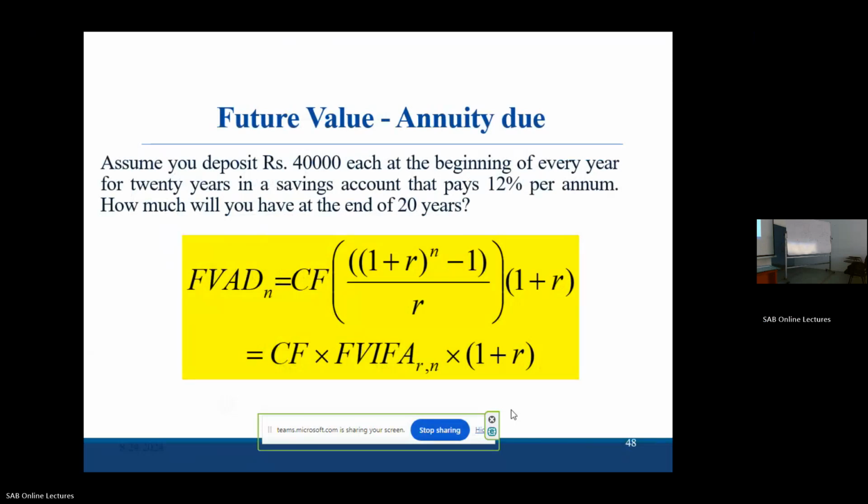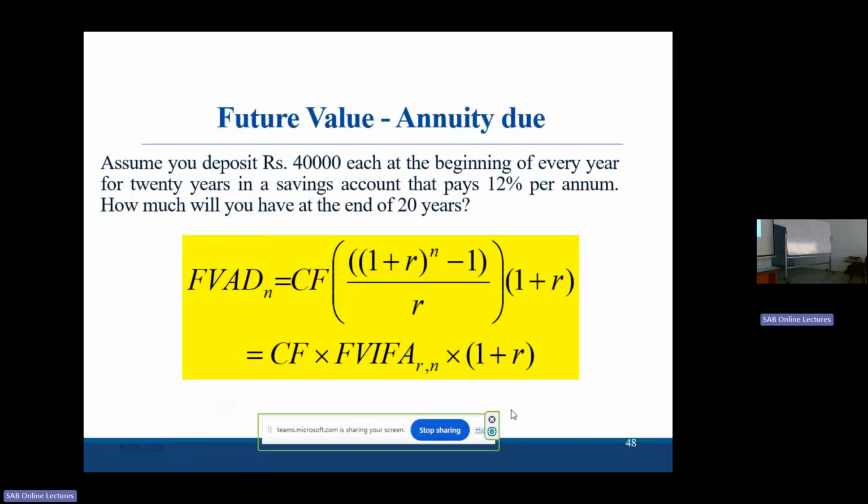Right. Now you can see the example given here. Assume you deposit the same example. Earlier it was 40,000 at the end of the period, under the future value of an ordinary annuity. Here it is 40,000 at the beginning of the year. Now the question clearly mentions the beginning of the year, the beginning of the period, in an account which pays 12% per annum. How much will you have at the end of 20 years?